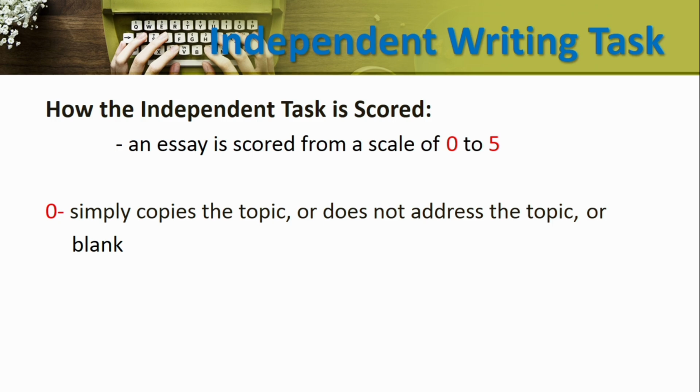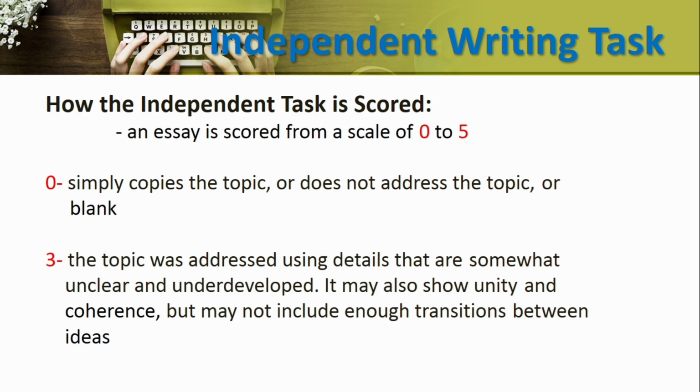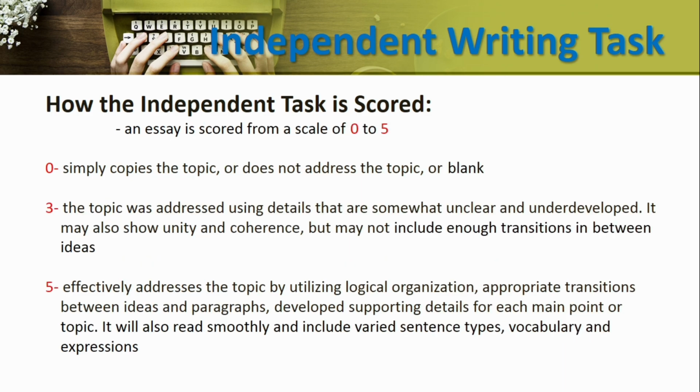Now you wouldn't let that happen to you, would you? Anyway, an essay with a score of 3 means the topic was addressed using details that are somewhat unclear and underdeveloped. It may also show unity and coherence but may not include enough transitions between ideas. Lastly, it may include accurate but limited sentence structures and vocabulary. Now, an essay that is capable of earning a score of 5. An essay at this level effectively addresses the topic by utilizing logical organization, appropriate transitions between ideas and paragraphs, and developed supporting details for each main point or topic sentence. The essay will also read smoothly and include varied sentence types, suitable vocabulary and expressions.